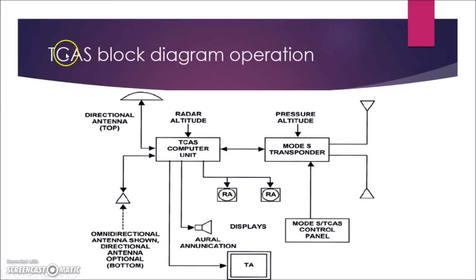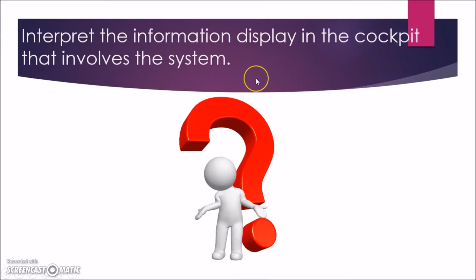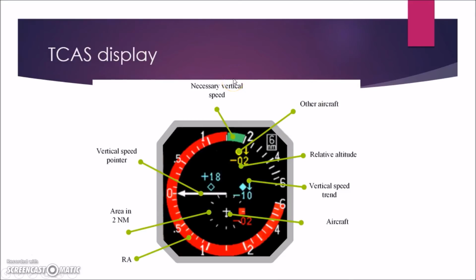So this is a TCAS block diagram operations. And then the third question is to interpret the information displayed in the cockpit that is involved in the system. So this is the TCAS display. It has RA, area in 2 nm, vertical speed pointer, necessary vertical speed, other aircraft, relative altitude, vertical speed trend, and the aircraft positions.